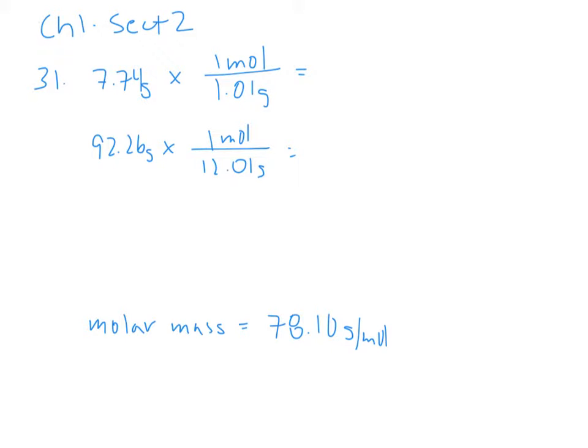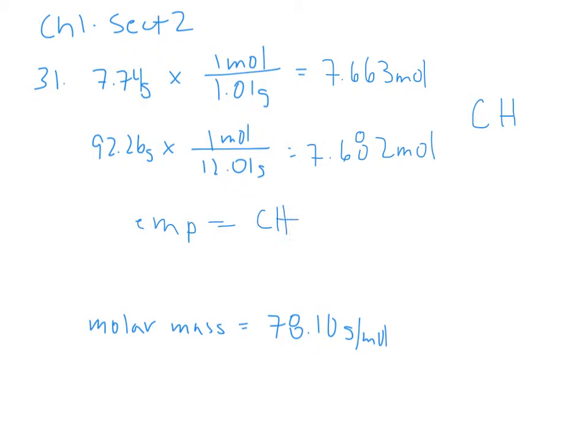So I could go ahead and take my given percents or grams, divide by the molar mass, and I see that I have 7.663 moles of hydrogen, and then the 92.26 is going to yield 7.682 moles of carbon. And if you go ahead and divide those, you will see that within sig figs, that gives me an empirical formula of just CH. So then if the empirical formula is CH and the actual molar mass is 78.10, how do I get from this empirical formula to the molecular formula?